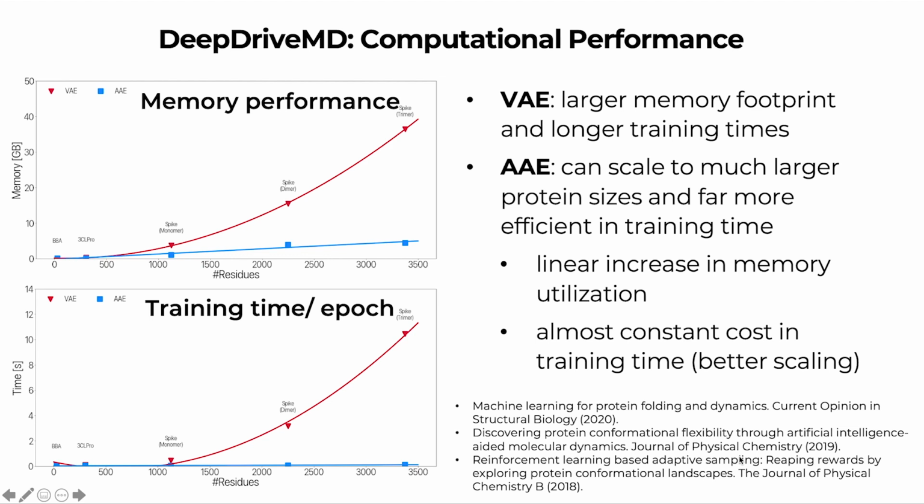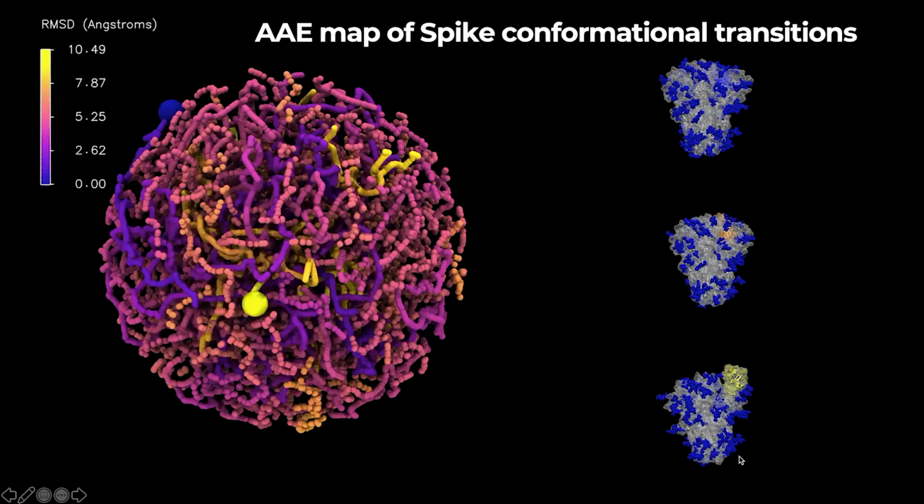The second important aspect is that the training time per epoch for the adversarial autoencoders remains almost constant throughout the scale of these proteins that we have simulated. At the same time, the variational autoencoder varies quadratically. This gives rise to good performance in terms of scaling to such a large system, especially given that we need to consider the 305 million atom system that we're also working with.